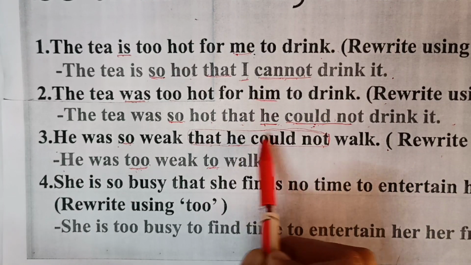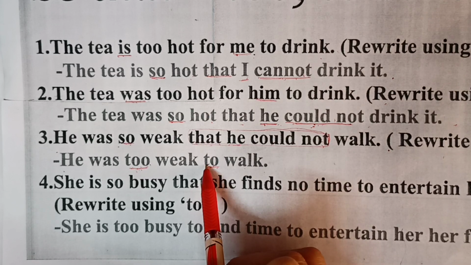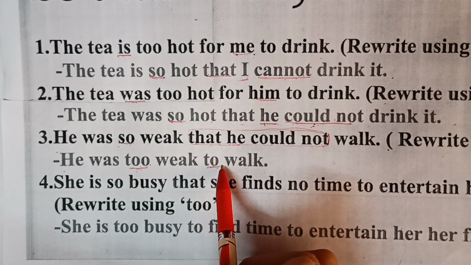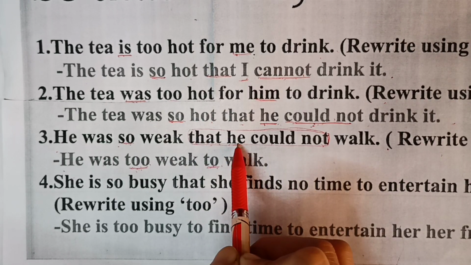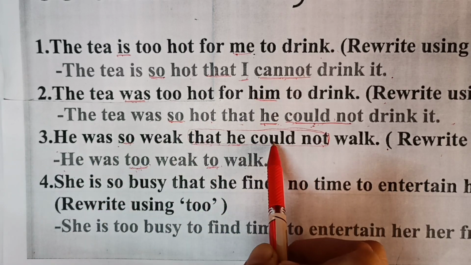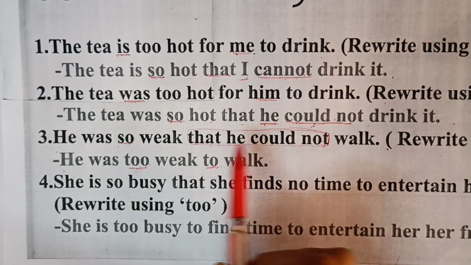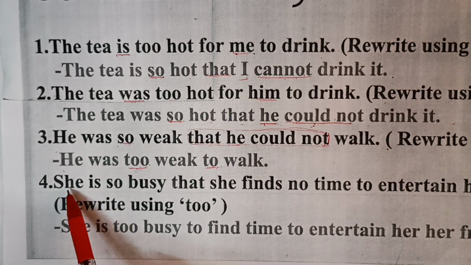So there are three words added here instead of to. So we will simply remove to and add that, followed by a noun or a pronoun according to the statement, and then could not or cannot. Could not in case it is in past tense, cannot in case it is present tense. So it's very easy. Let's take another example.